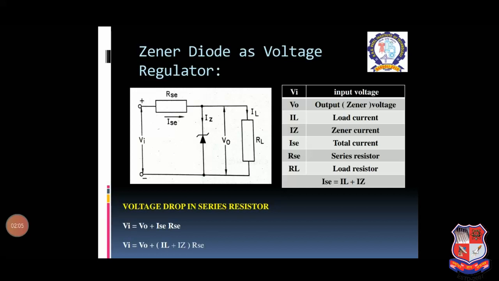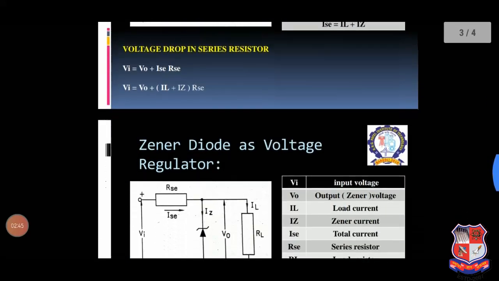Clear? Now let's talk about the voltage drop in the series resistor. Applying KVL, Vi is equal to V0 plus ISC RSC. Now we have seen that ISC is nothing but IL plus IZ. So applying this equation, IL plus IZ instead of ISC, the next equation is Vi is equal to V0 plus (IL plus IZ) into RSC. Clear? Now let's go through the working.